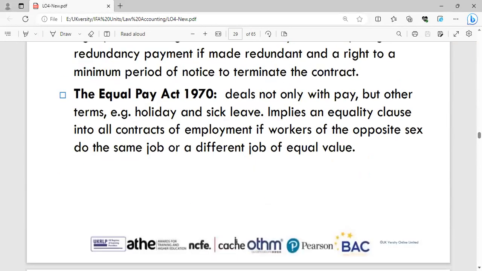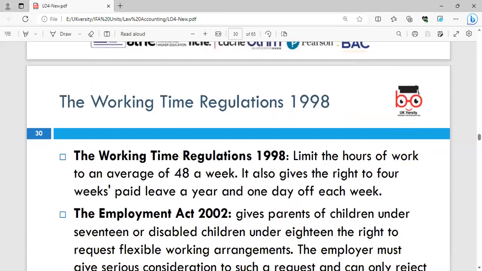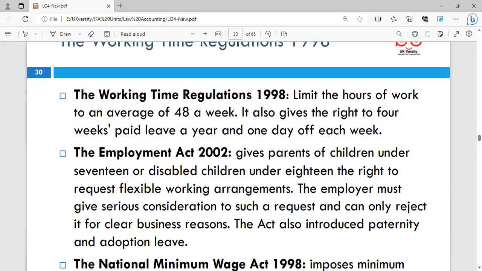All this legislation has been replaced by the Equality Act 2010, which deals with equal pay, discrimination, diversity, and working regulations. Yes, 1998 limits the work hours. You can read the separate legislation, and the updated single legislation is the Equality Act 2010.